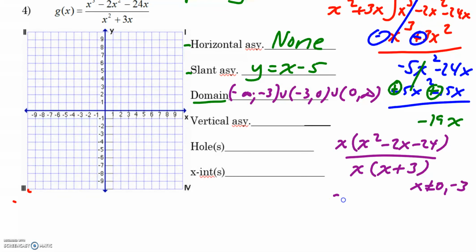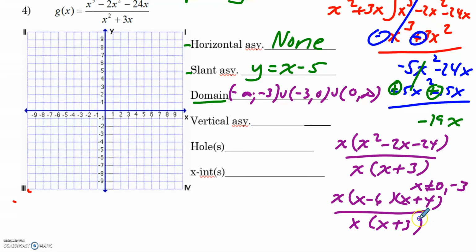Now let me keep factoring this. Keep factoring that quadratic there. That would be x minus 6, x plus 4, over x times x plus 3. I noticed that once I factored everything, these x's cross out, so that would become a hole.